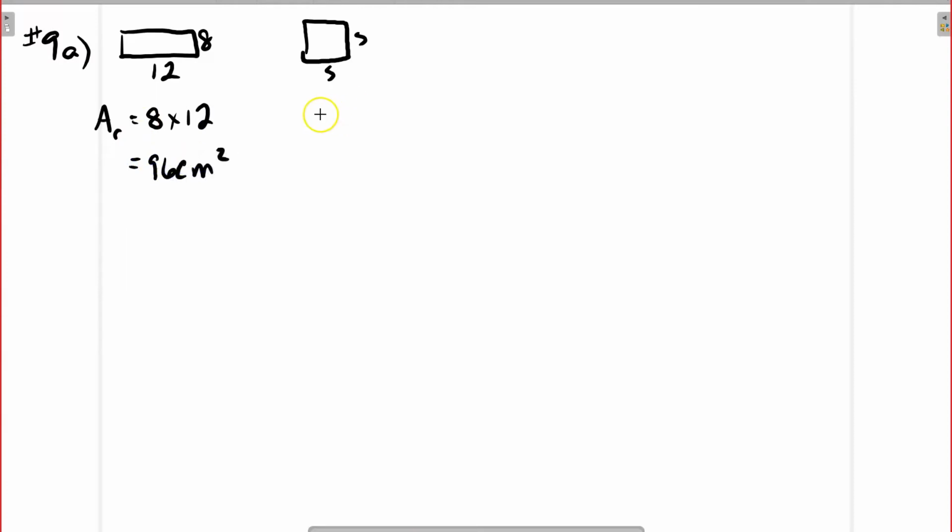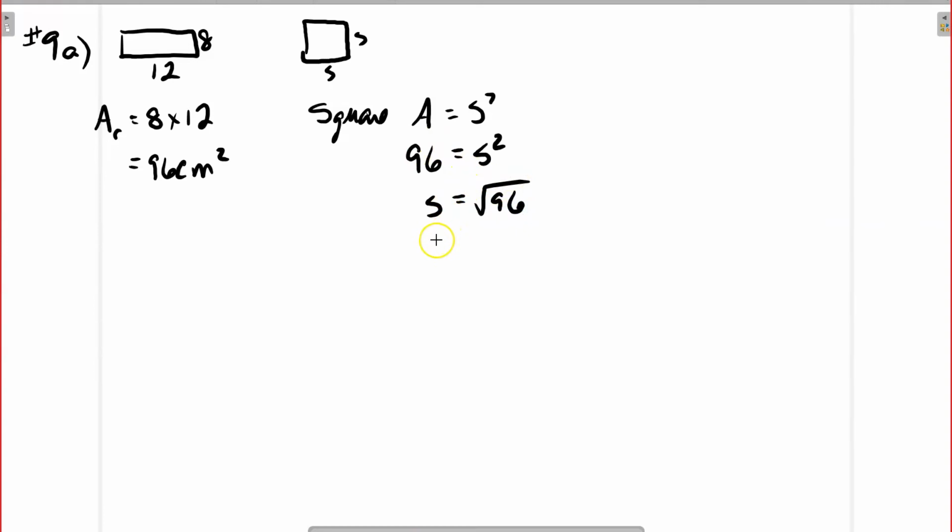Once we've got that, now we can look at a square. And the area here is s squared, right? The two sides times each other. We now know that the area is 96 because they're equivalent. That's equal to s squared. Therefore, s is equal to the square root of 96, because we're taking the square root of both sides, and the square root of 96 is equal to 9.8 centimeters.